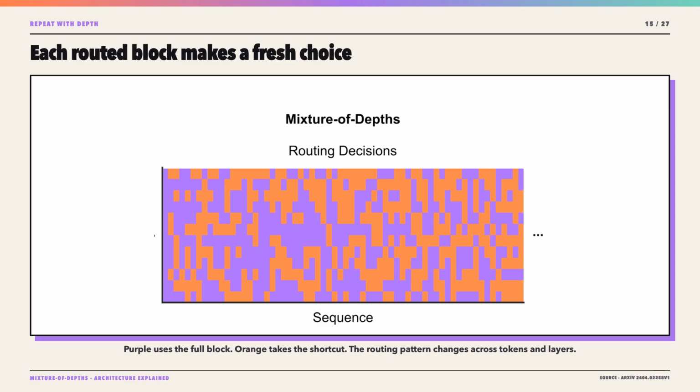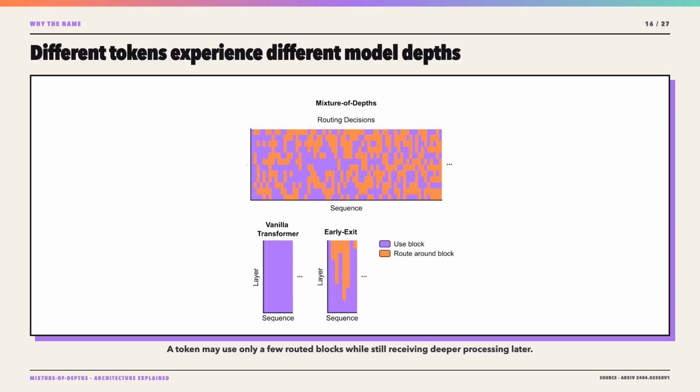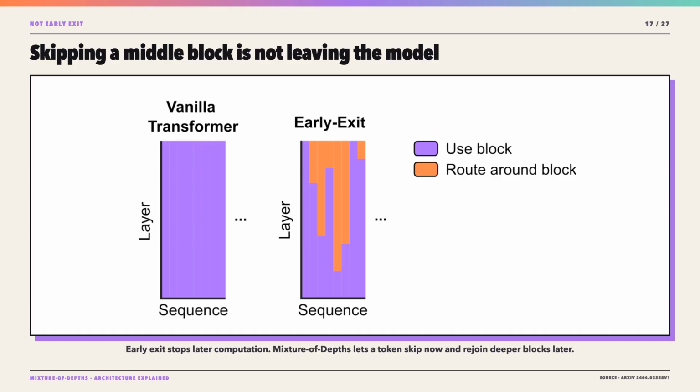At the next routed block, a new router scores the updated embeddings again. A token that skipped one block can be selected later, while a previously selected token can skip the next one. That creates the mixture of depths. Different tokens pass through different numbers of attention and feed-forward blocks, even though they remain inside one shared sequence from input to output. This is not early exit. Early exit permanently stops processing a token after some layer. Here, a token can skip a middle block, rejoin the sequence, and receive deeper processing later.